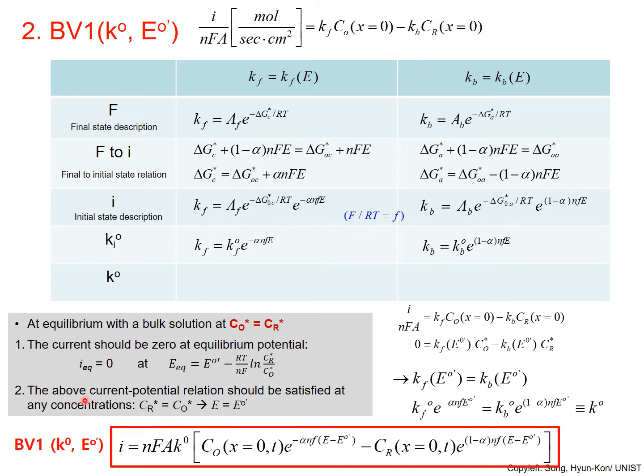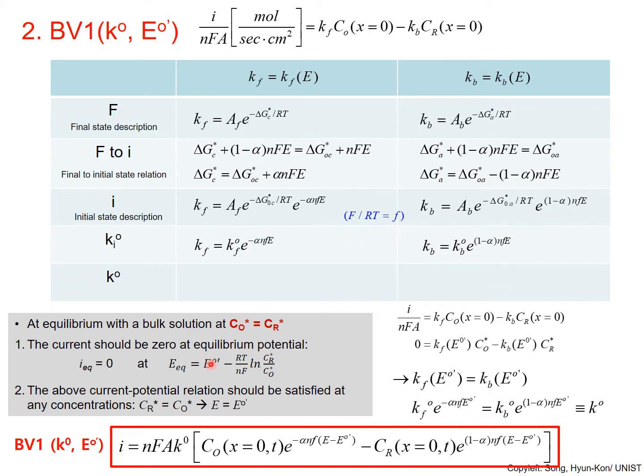Also, we could use the equimolar concentration term. So let me put the values about the bulk concentration into here. C_R star per C_O star is going to 1, so the log term is going to 0. Then finally, at this specific situation, E is equal to E0 prime, right? Because E equilibrium is E0 prime.